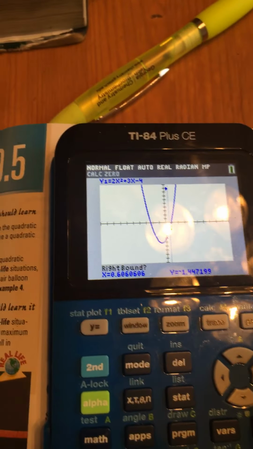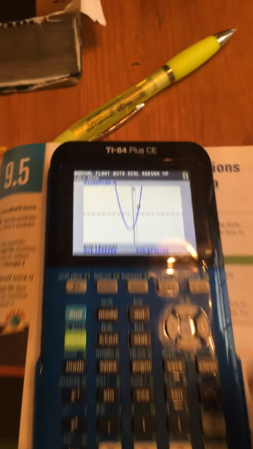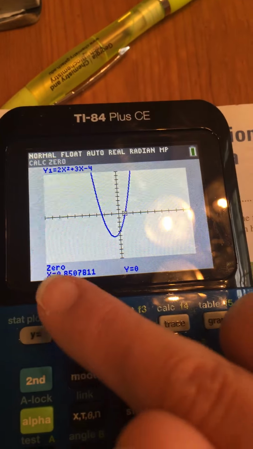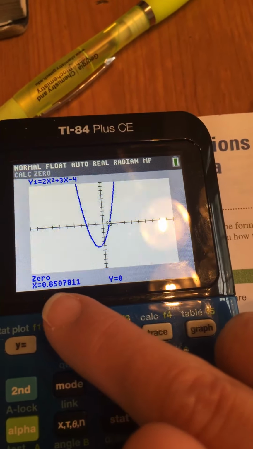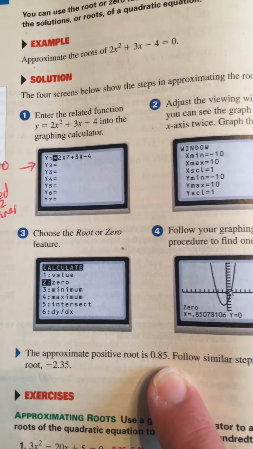Now it says right bound, which means get it on the other side over here. Okay, I got it on the other side. I can say enter. And now it says guess. Yes, I want you to guess. And there is the other answer. X can be negative 0.85. I mean, not negative, positive 0.85. So there's the two answers.